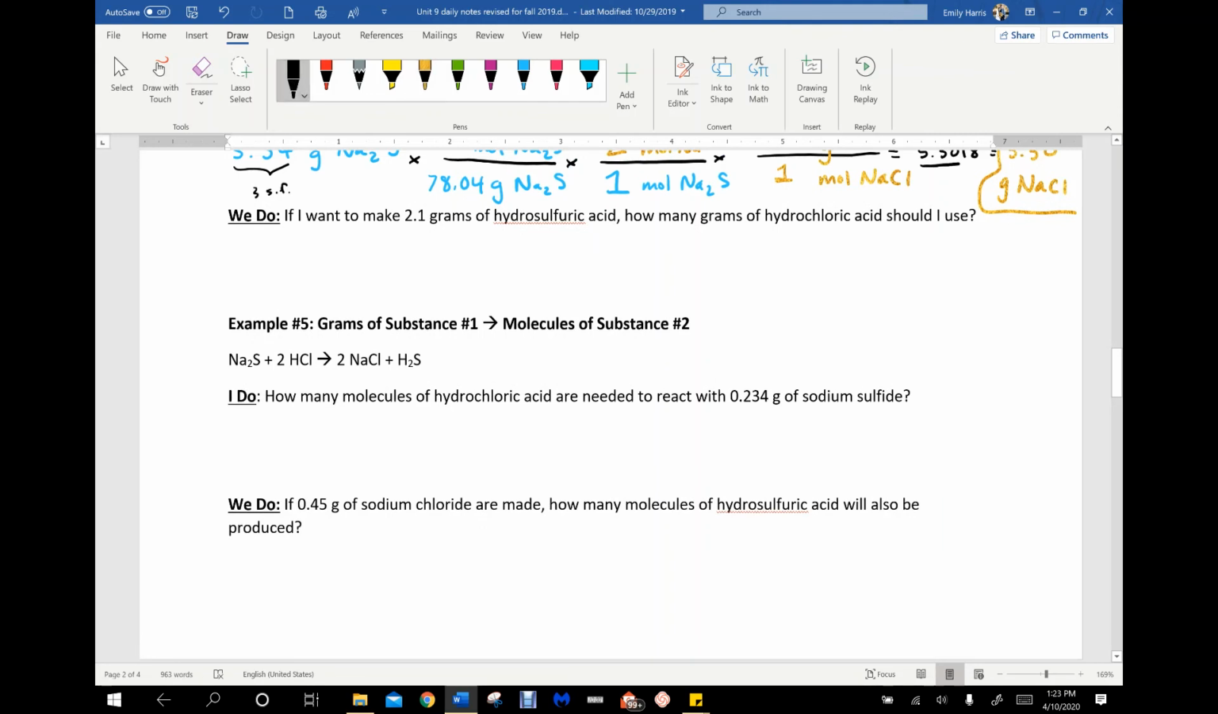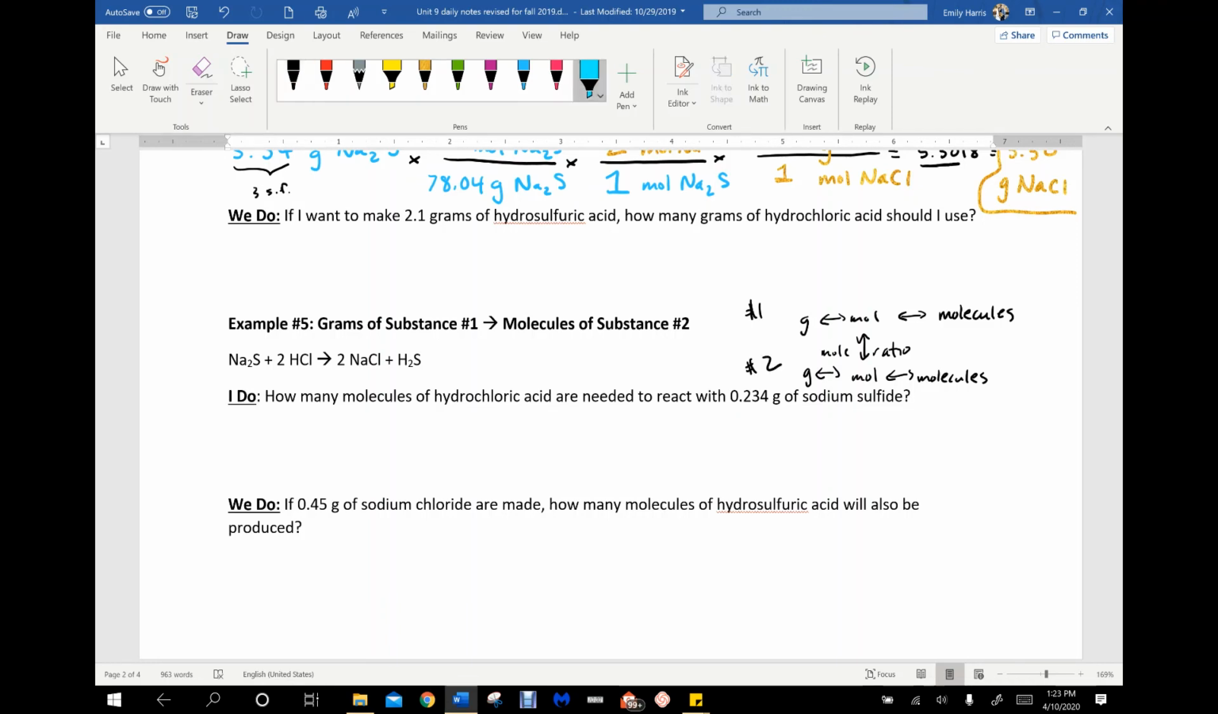Okay, so let's get our framework copied just one more time. Grams, moles, molecules. And the bridge that connects them is the mole ratio. Okay, substance 1 on top, substance 2 on bottom. All right, let's do this.